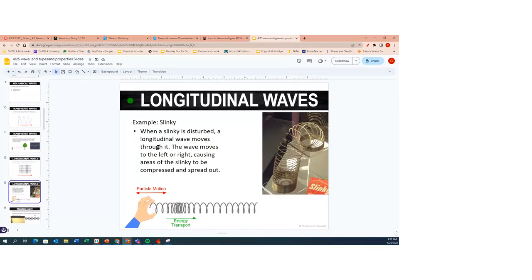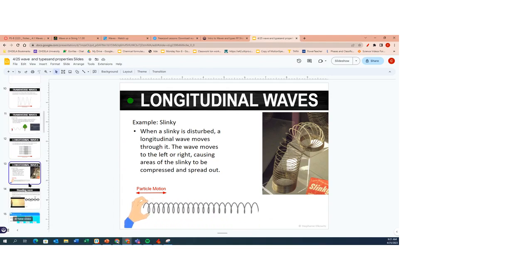The slinky is disturbed in a longitudinal wave. The wave moves to the right or left, and the slinky is compressed and spread out. So they go in the same direction, right? The particle motion and the energy motion go in the same direction. So that's longitudinal, and it's a long wave. That's how I think about it. Transverse is an up and down wave.